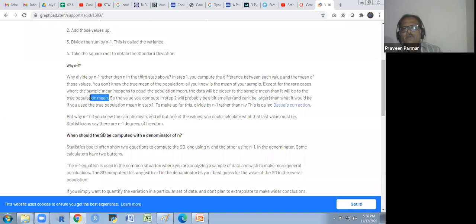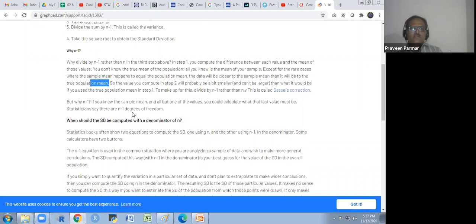So what it would be if you used the true population mean in step 1? To make up for this, divide by n minus 1 rather than n. It is Bessel's correction. Dividing by n minus 1, which is smaller than n, makes the whole value larger, compensating for the smaller numerator. So the value computed in step 2 is probably a bit smaller, and can't be larger, so we are dividing by n minus 1. Yes, sir. We are taking a small sample from the population.